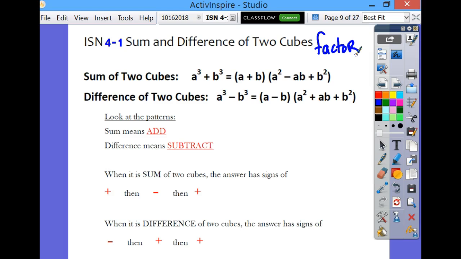And we're factoring cubes. What's a cube? What does it mean, factor cubes? Sum of 2 cubes, difference of 2 cubes. What's a cube? What power do we call a cube? Why do we call a power of 3 a cube?